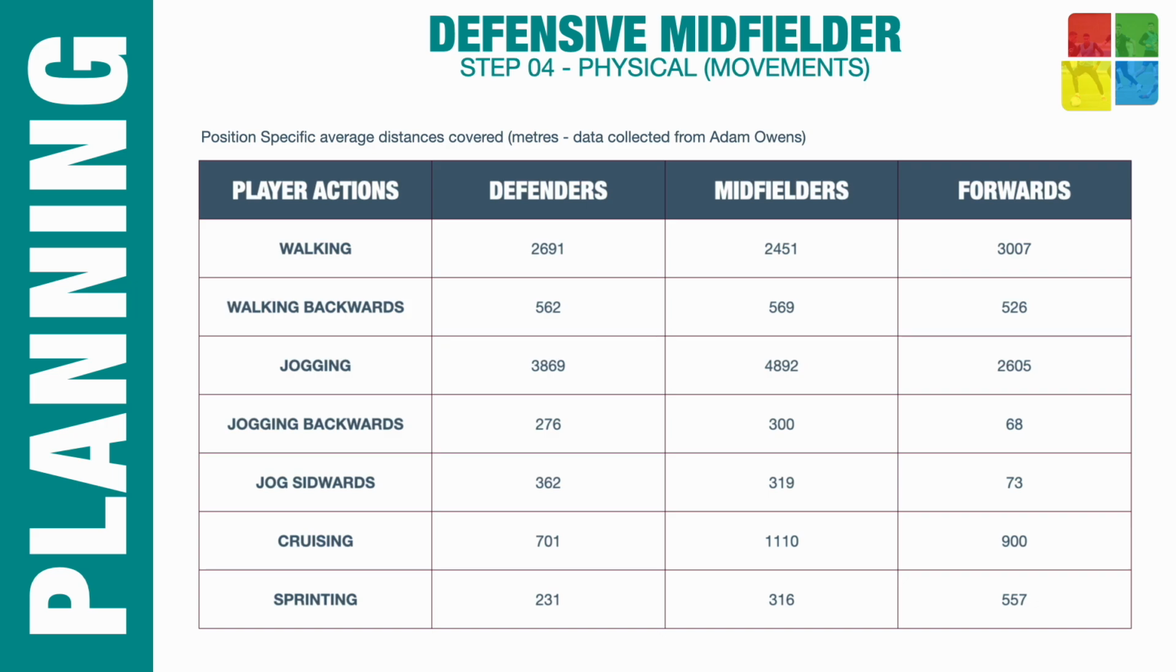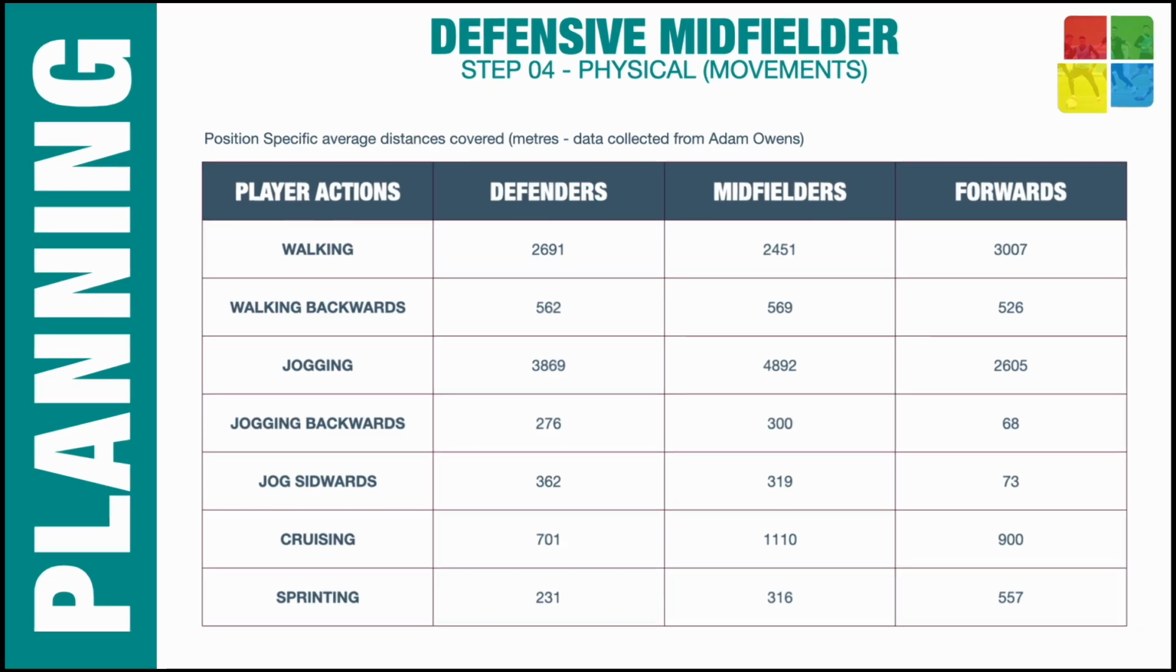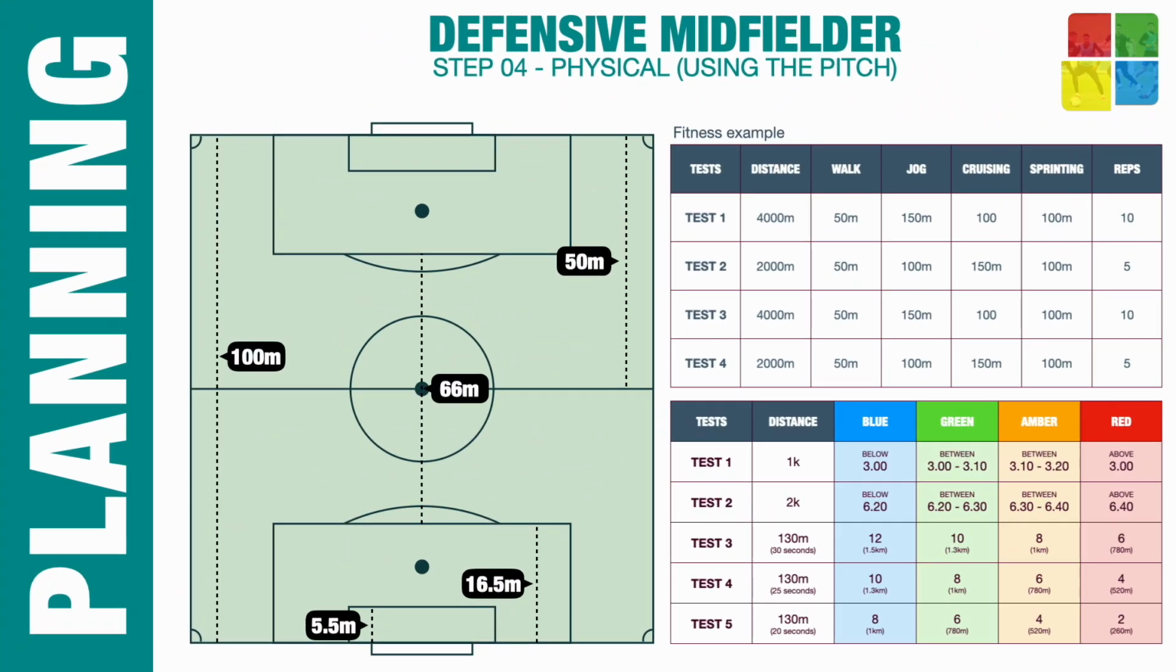So just going out and doing a 10k run isn't specific enough to help you have the right conditioning work as a defensive midfielder. We want to provide you with an idea of how pitch dimensions can help you train and improve your conditioning for your position. On the left side, you can see a diagram of a standard pitch, 100 by 70 metres. On the right, we have 2 tables outlining different tests.